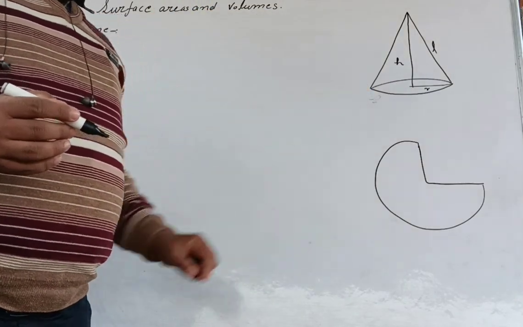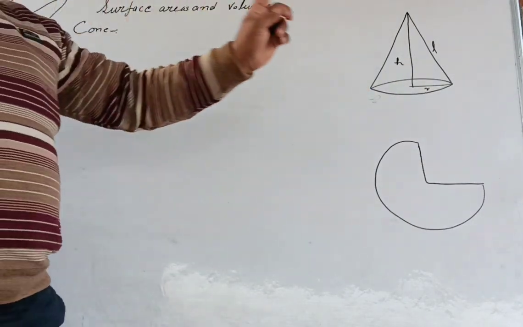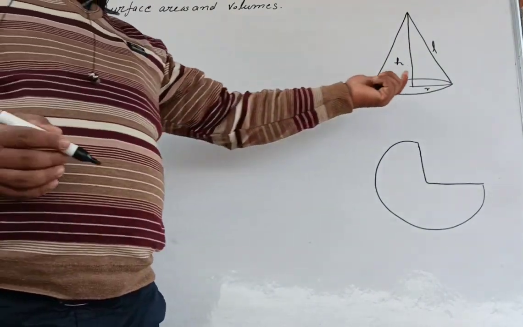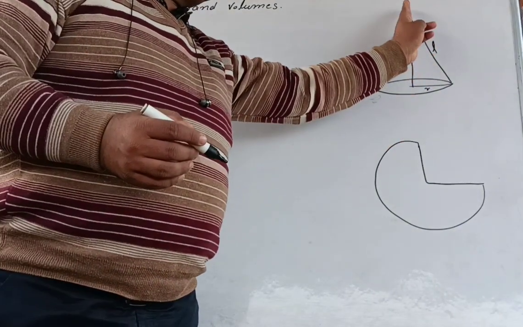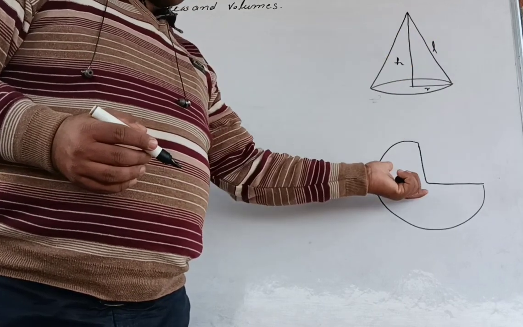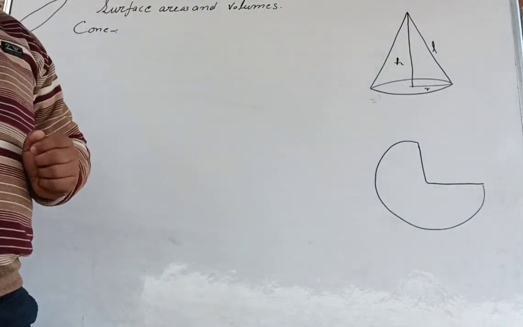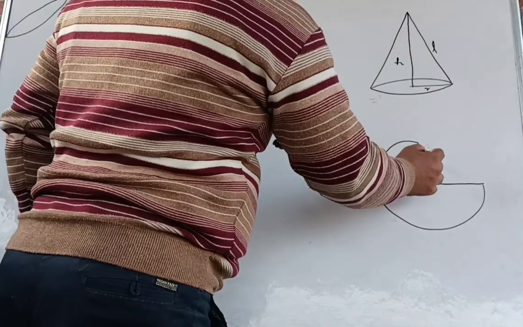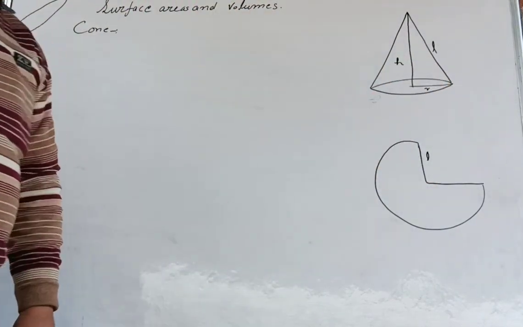Find here the shape of cones. A cone has two heights, one direct height and one slant height. This is the radius. When we cut this cone from here, we find this shape. This part is represented here.